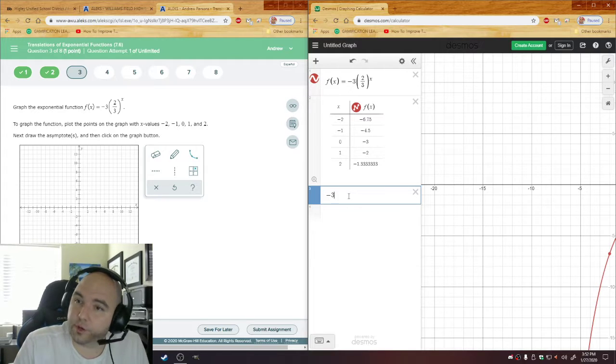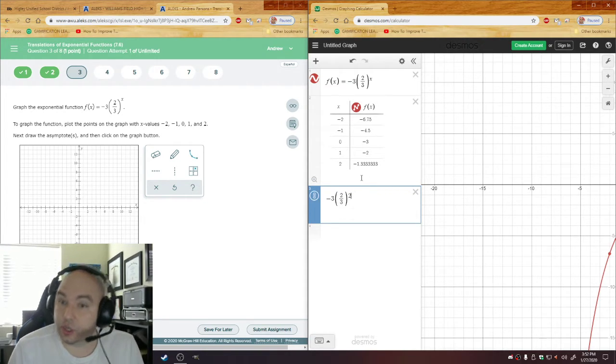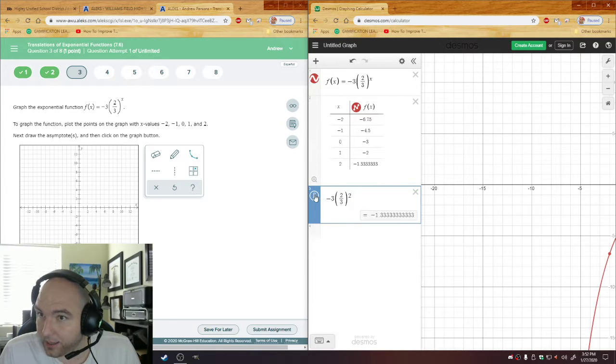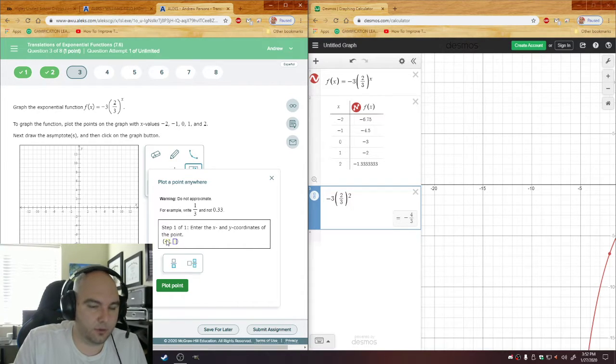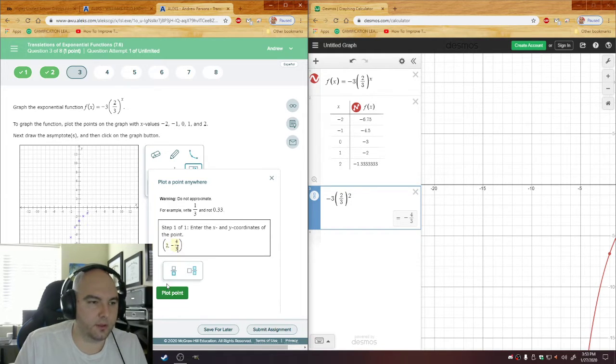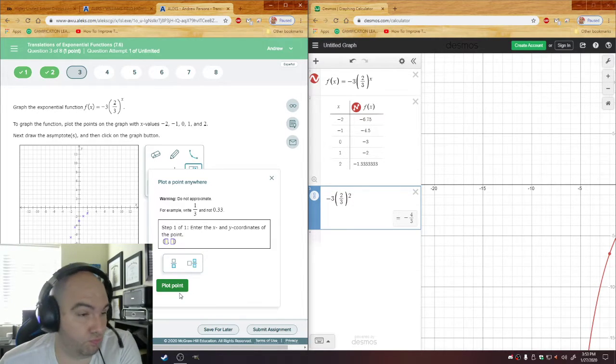But just to be sure we know what I'm getting here, I already know that 1.333 is 4/3, but just in case you want to see it again, to the 2, this time to the 2 created that, and it makes negative 4/3. So I'll go through and type everything in. So -2, -6.75, -1, -4.5, 0, -3, 1, -2, 2, -4/3. Remember, 1.333 is going to be wrong if you type it, so I will not type it.